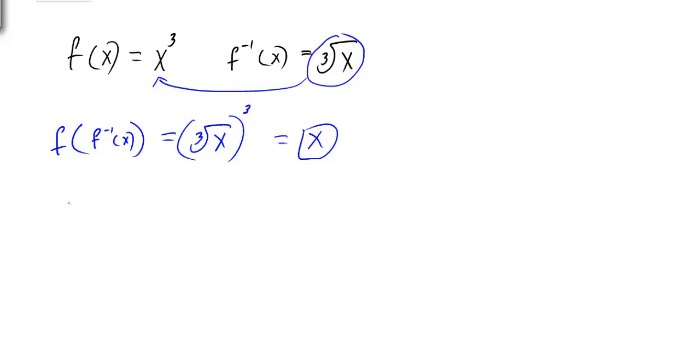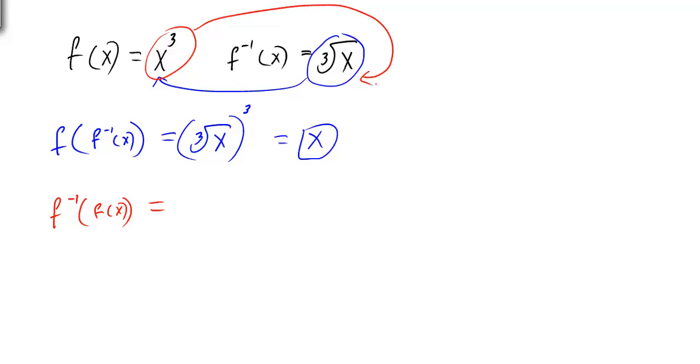We have to look at it the other way. So, f inverse of f of x, what does this equal? Well, that means we're going to take function f, which is x cubed, and substitute that in for x. So we would have the cube root of x cubed. And again, the cube and the cube root are going to cancel out, and we're simply left with x.